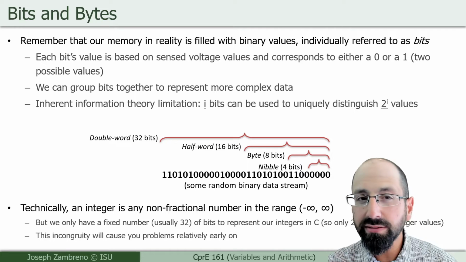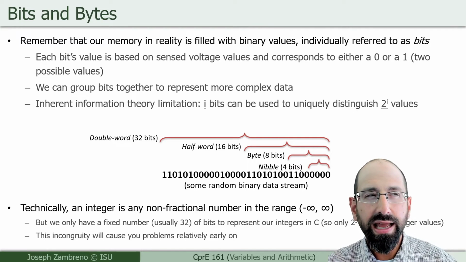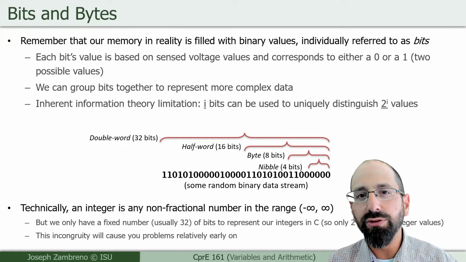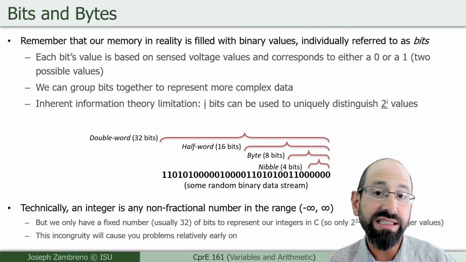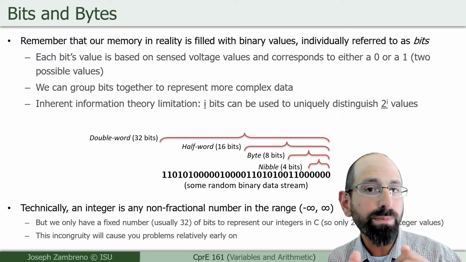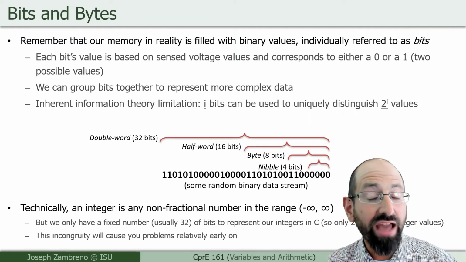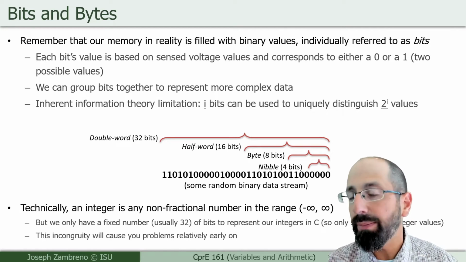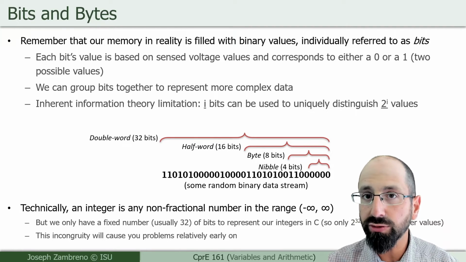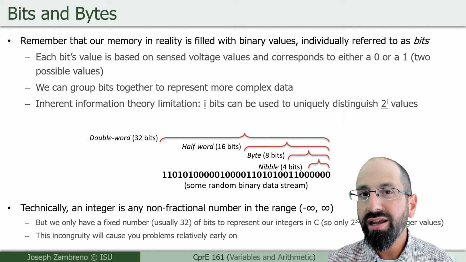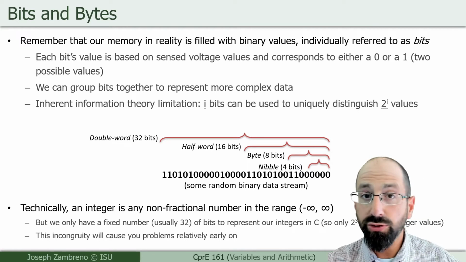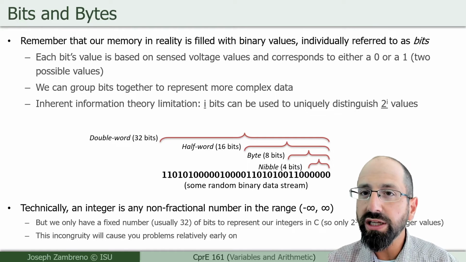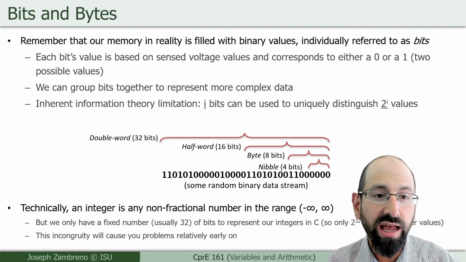There's an inherent limitation to how we represent data. I don't think we'll fully appreciate this as of yet, but with i bits, we can only uniquely represent 2 to the i different values. So if I have 8 bits to store a value, like we have for our 8-bit char type, I can only uniquely represent 2 to the 8, which happens to be 256 different values. So when we see that a regular char can represent negative 128 to 127, that's one reason why: we can only uniquely distinguish 256 different values.